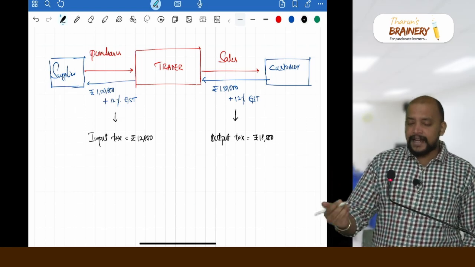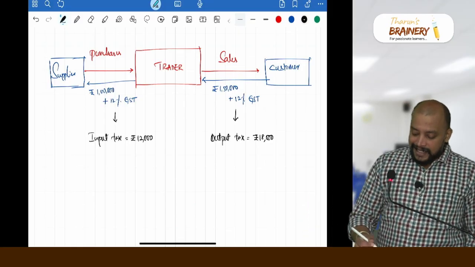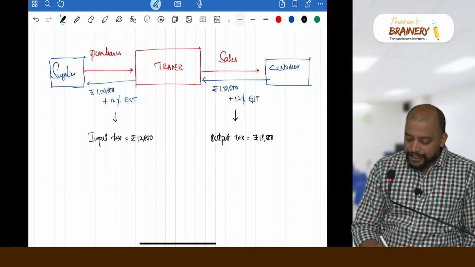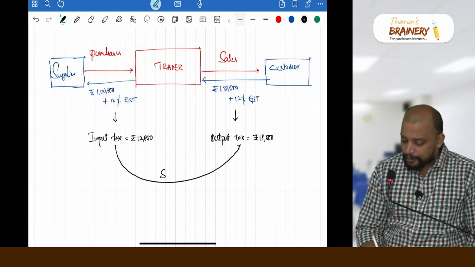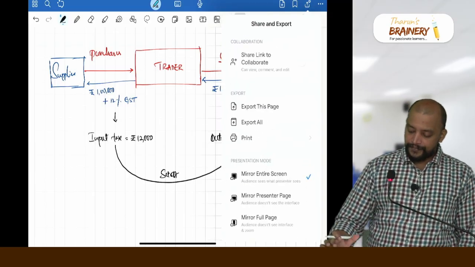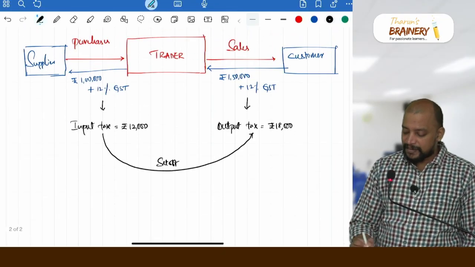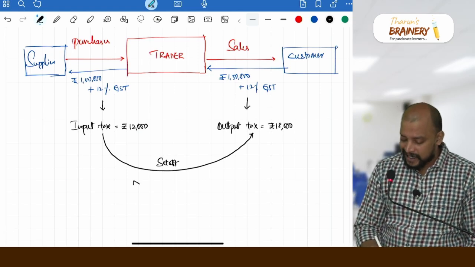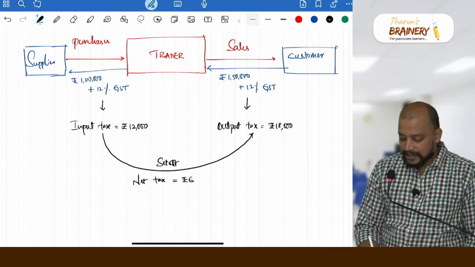So that the remaining amount is what they will be paying to government. So that is the system of input tax credit. This input tax can be taken as credit and set off against the output tax payable. So this input tax will be set off against output tax payable. So what is the net tax? The net tax will be 6,000.